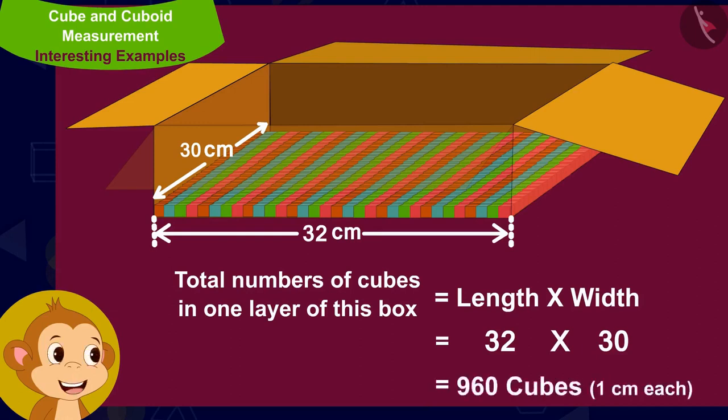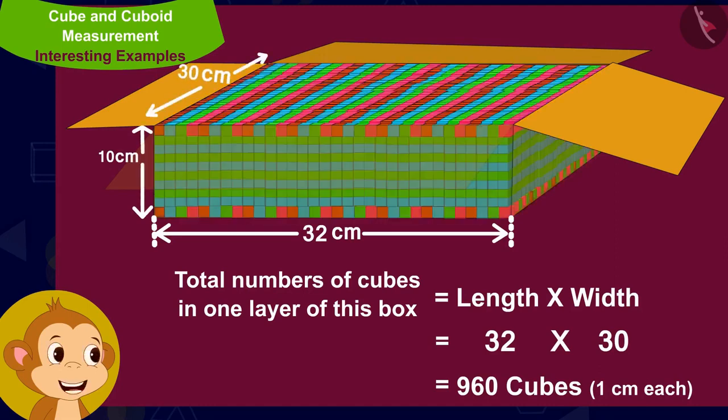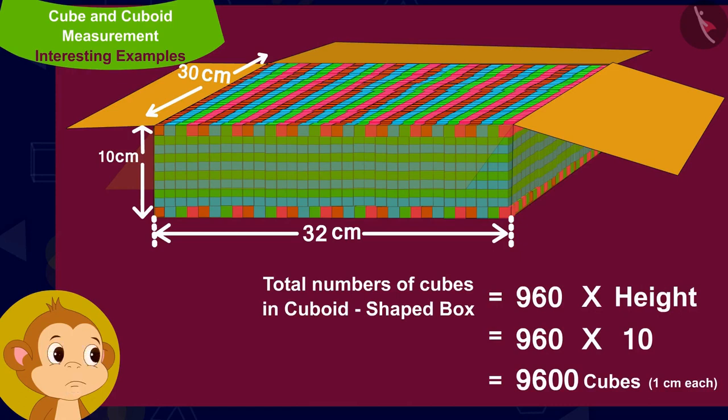960 cubes of dimension 1 centimeter each. The height of this box is 10 centimeters. It means there will be 10 such layers of cubes of dimension 1 centimeter each. The box will have a total of 960 times 10, 9,600 cubes of dimension 1 centimeter each.